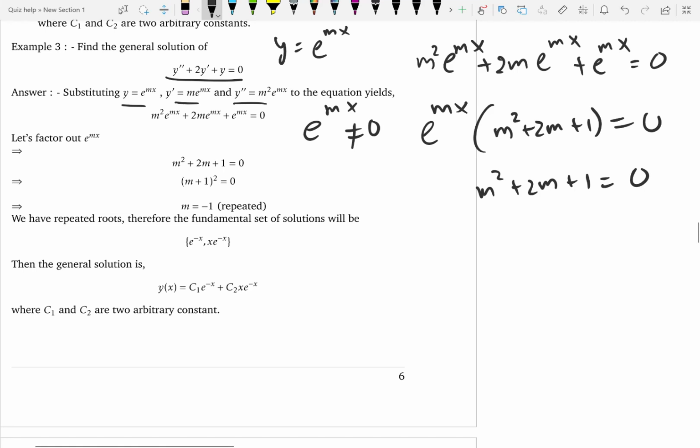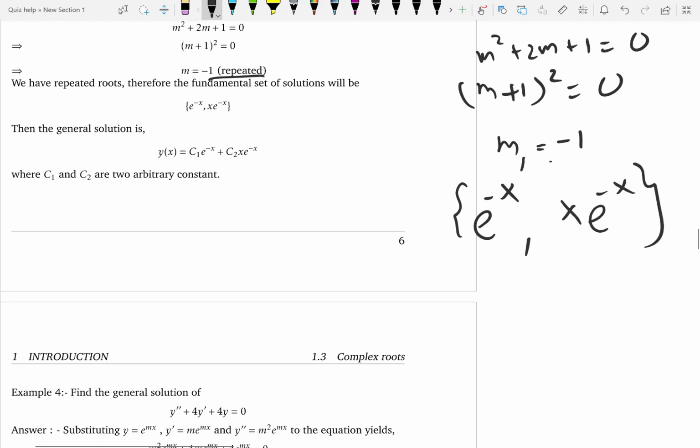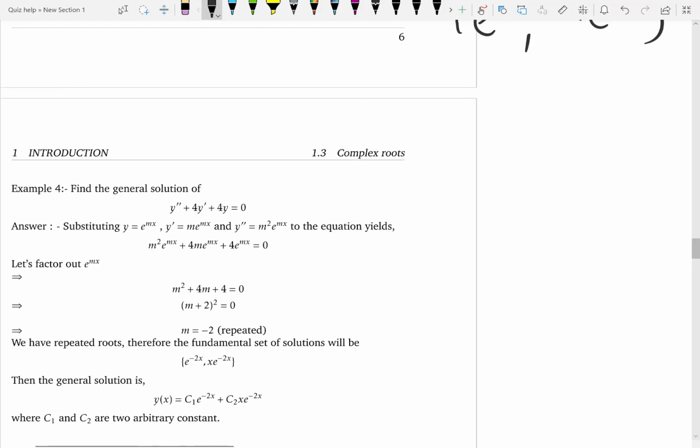So our quadratic, or the auxiliary equation, is this. What do we get if we factorize this? We get m plus 1 square equal to 0. How many roots do we have? Just one, repeated 2 times. What is the root? m1 is -1, repeated 2 times. So what is the solution? One solution is e to the -x, of course. What is the next solution? x times e to the -x. Isn't that easy? So the general solution will be c1 times e to the -x plus c2 times x e to the -x. All right, let's do one more example to summarize this.